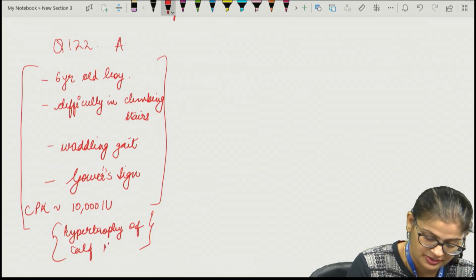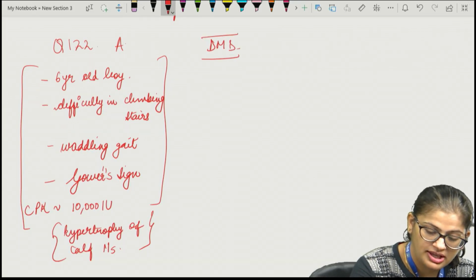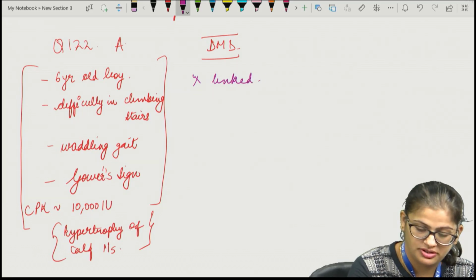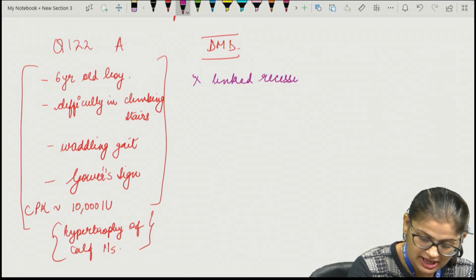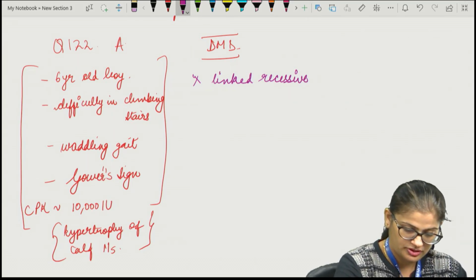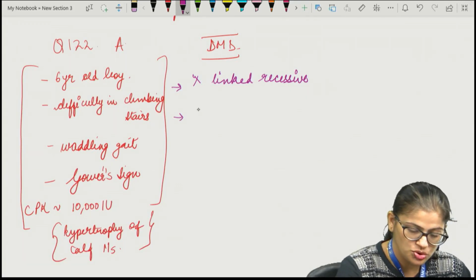calf muscles. So you should know that Duchenne's muscular dystrophy is an X-linked recessive disorder. So only boys would be affected, and the females in the family would be the carriers for this. So it's an X-linked recessive disorder.